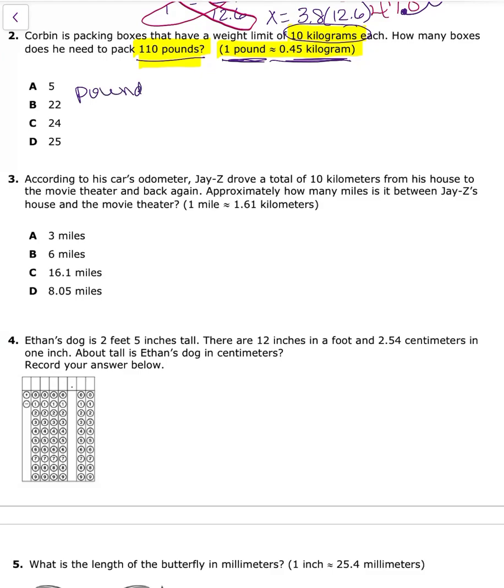So always write your word ratio first. 1 pound is 45 hundredths kilograms. And then he has 110 pounds that he has to work with. So the 110 goes with the pounds, and I don't know how many kilograms that is.